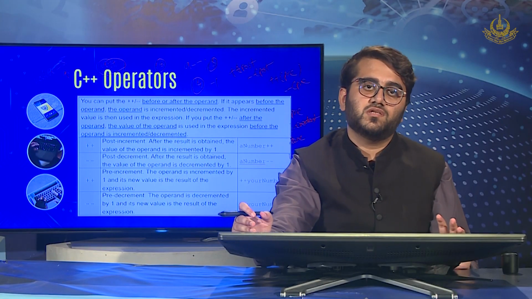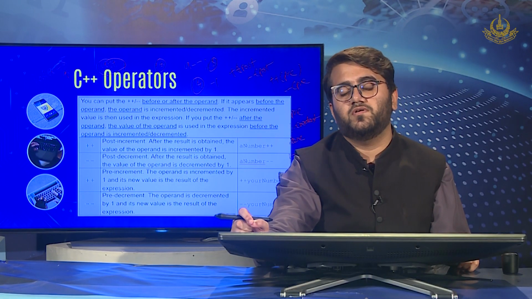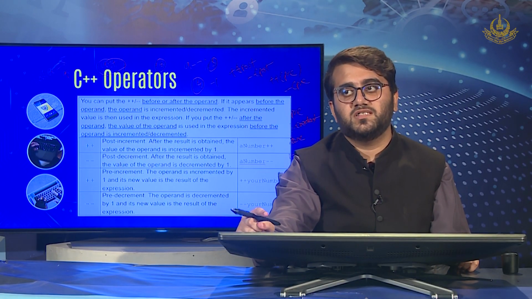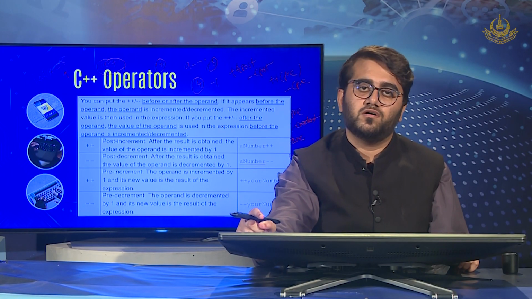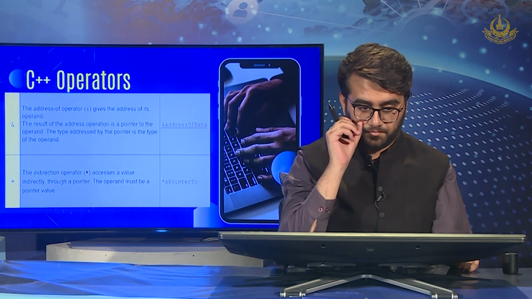So, the difference between these is where the change of the value occurs and when it will be printed. If you are using post increment, then the value as it is will be printed and then it would be changed. If you are using pre-increment or pre-decrement, then the value would be changed first and then printed. So, that is the difference.